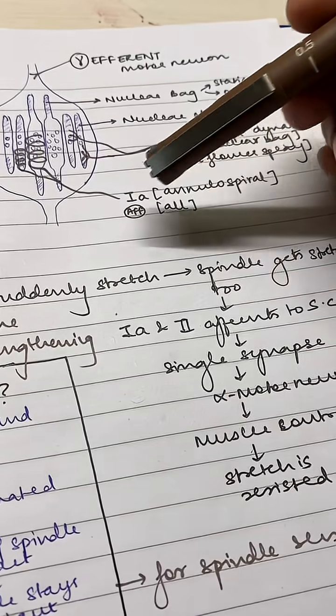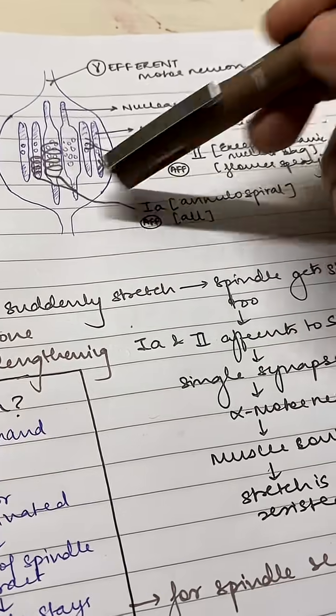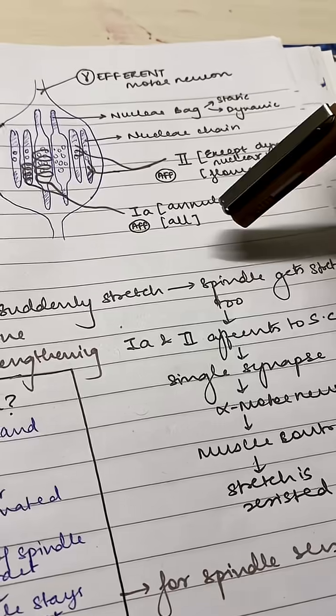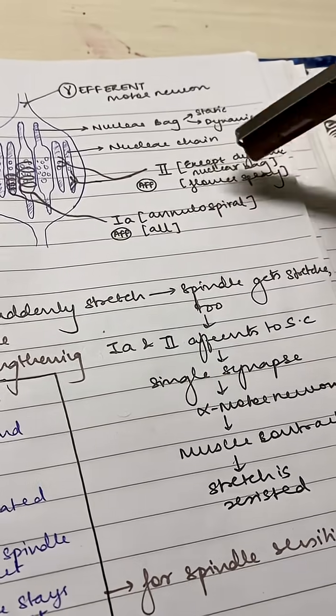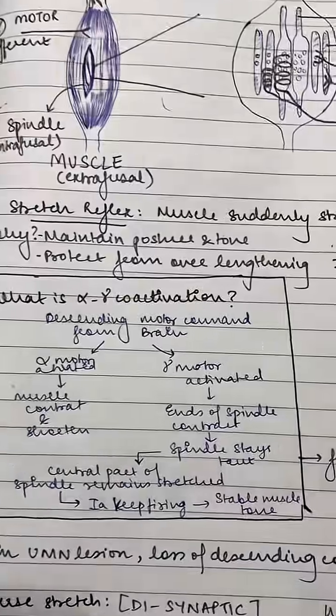You have type 1A and type 2 fibers which are sensory. Type 1A has an annulospiral ending and type 2 has a flower spray ending. Type 1A can carry stimulus from all the fibers present here, but the only exception for type 2 is the dynamic nuclear bag fiber.